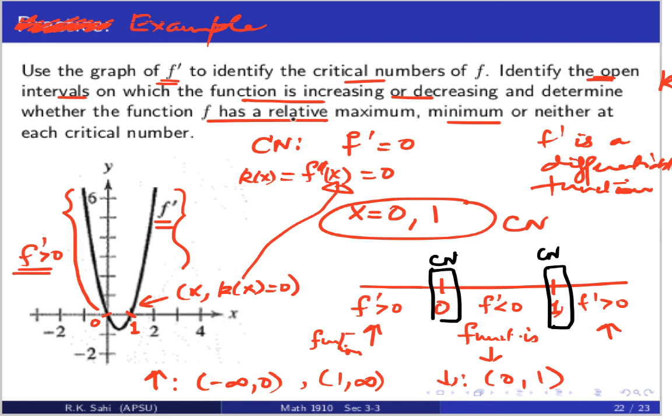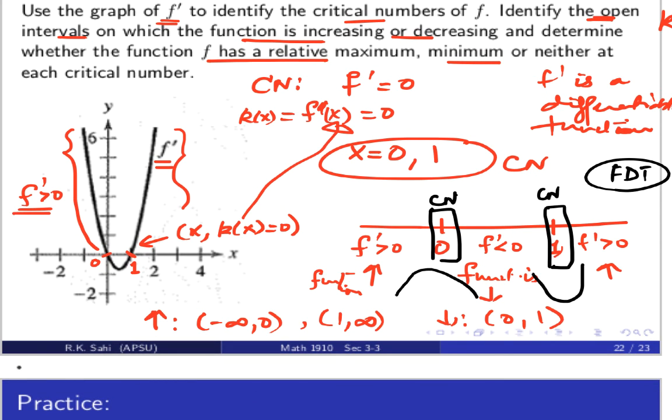To find a relative maxima or minima, we apply the first derivative test, FDT. What happens before 0? The function goes up, then the function goes down. That means the function has a relative maxima at 0. But I do not know the value of that function. I just know it is at x equals 0. Then the function is decreasing. It goes down and then it goes up. That means the function has a relative minima at x equal to 1.